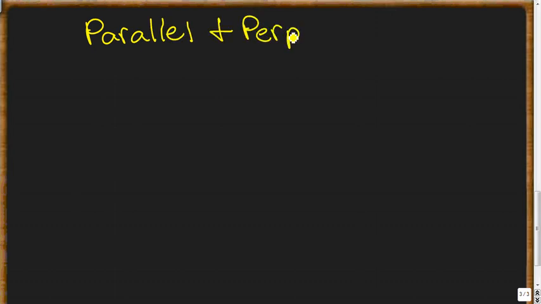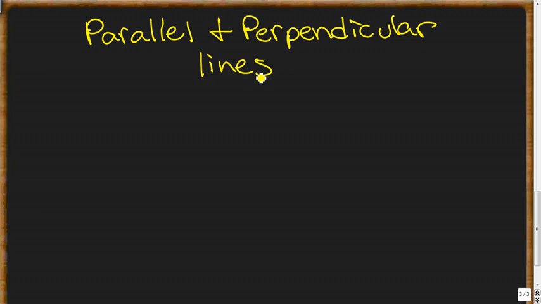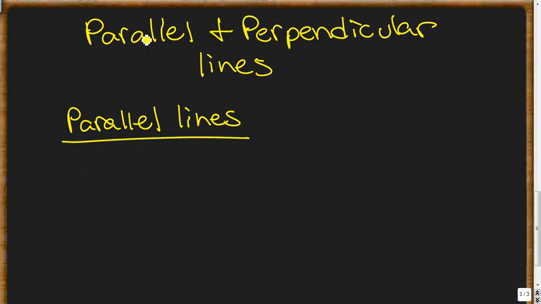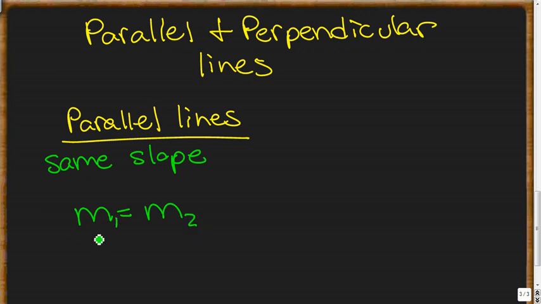Last thing we want to talk about are parallel and perpendicular lines. Now, for parallel lines, we have the same slope. So this will be same slope. So basically m equals m, or m1 equals m2. So the slope of one line, line 1, and the slope of line 2 are exactly the same. So you just need to make sure that you match those up.